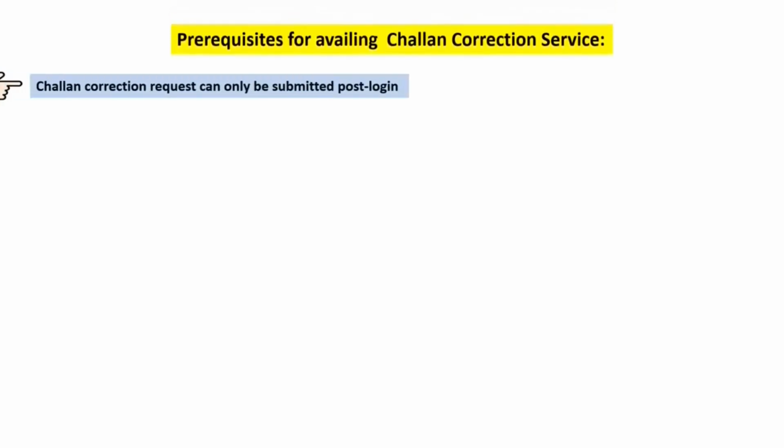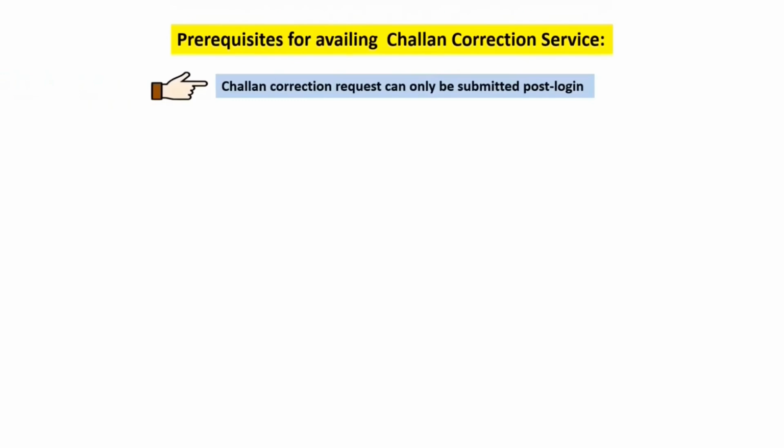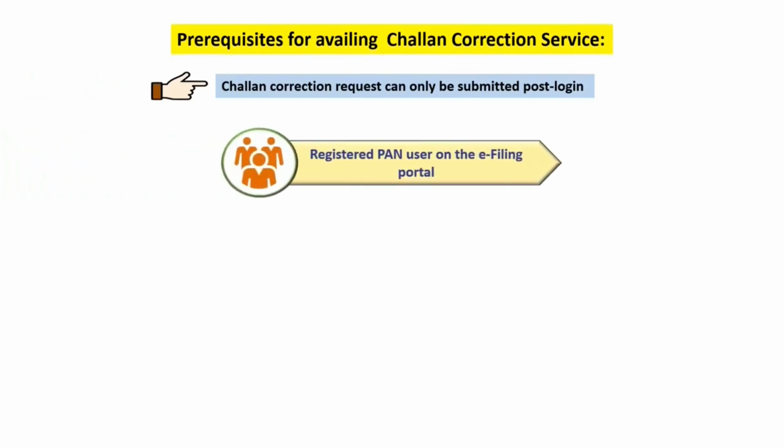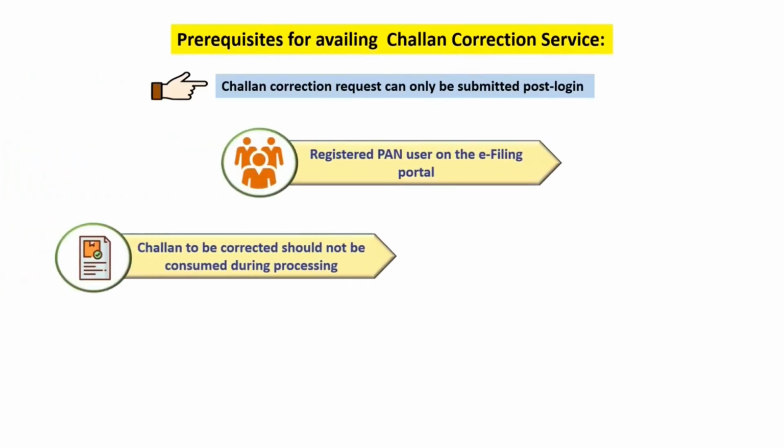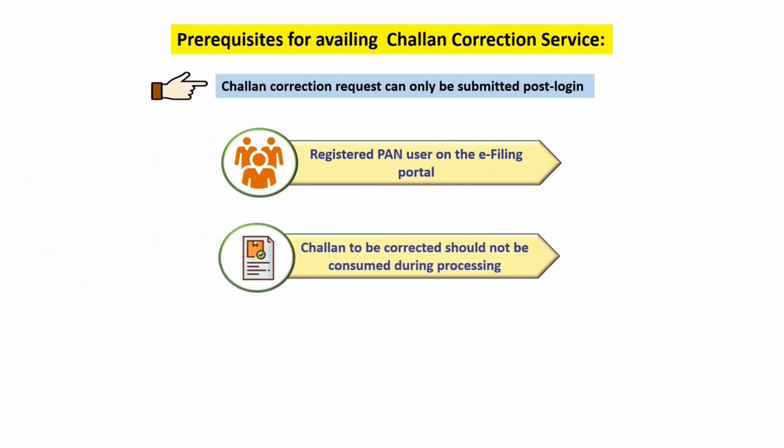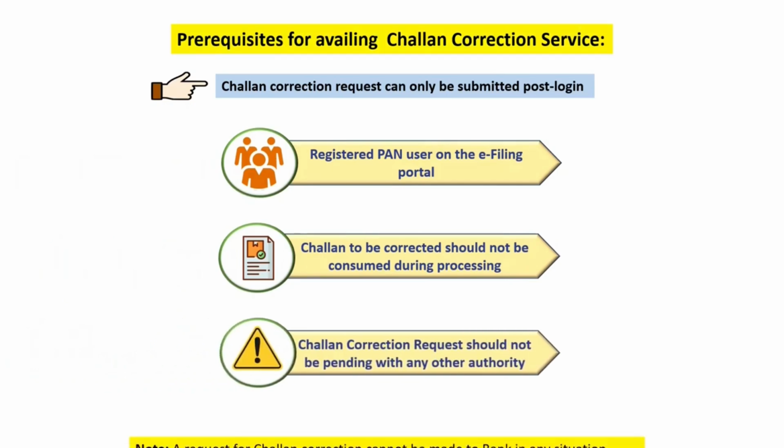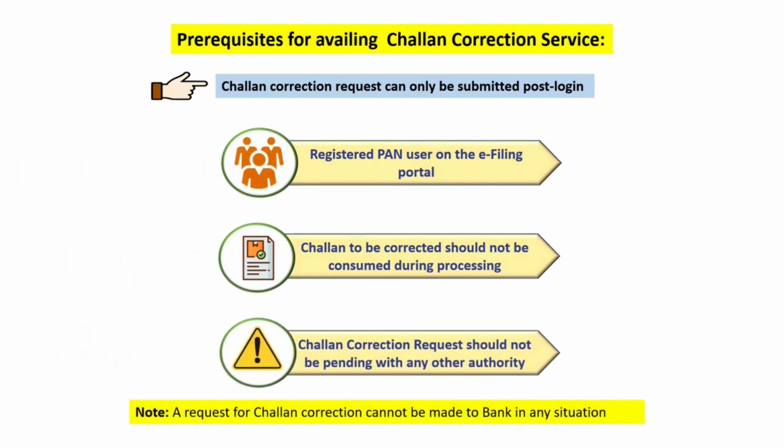Let us first see the prerequisites for availing the Challan correction service. Please note that the Challan correction request can only be submitted in the post-login mode. So therefore, you should be a registered PAN user on the e-filing portal. The challan which is to be corrected should not be consumed during processing, and the Challan correction request should not be pending with any other authority.